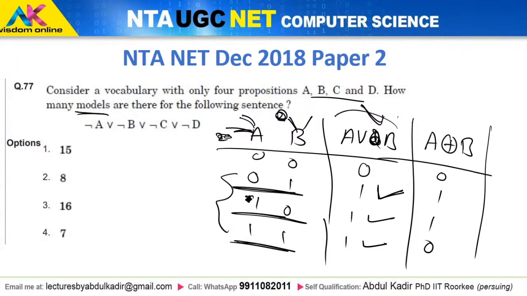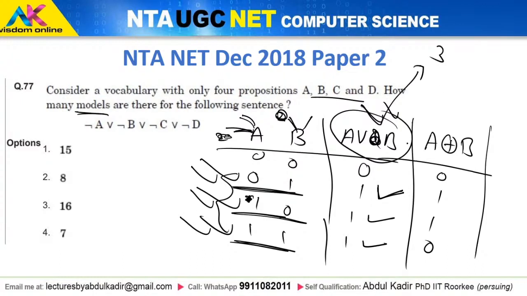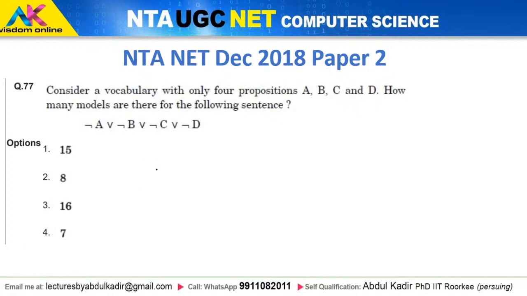For example, if you have this function, then for this row this will become true, for this row this will become true, for this row this will become true. So this is a model, this is a model, this is a model. How many models are there for this function? There are 3 models. Now let's check, if you have this other function, then how many models are there? For the second row it is true, for the third row it is true. So we have 2 models. This is how you can find how many models there are. Model means for how many rows you have true value.